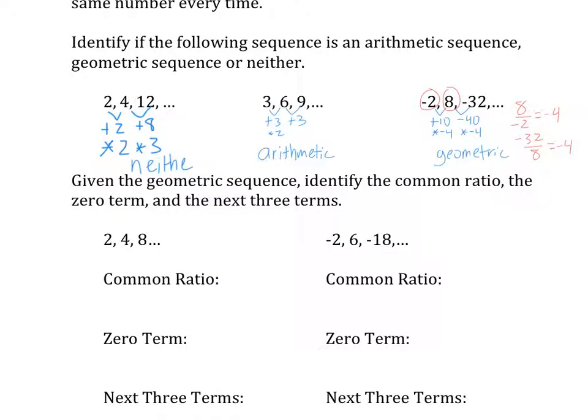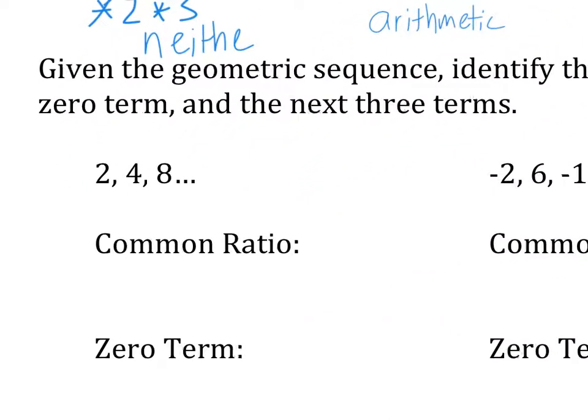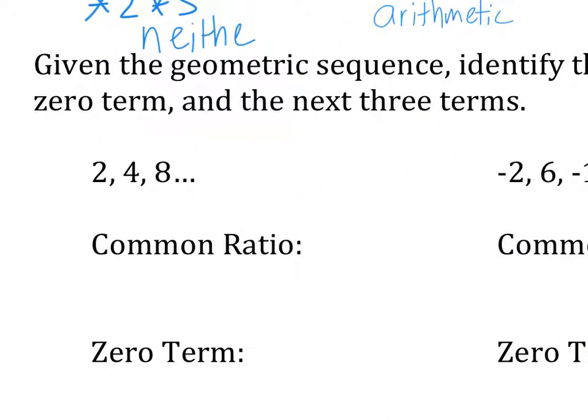Now that we're given that this is a geometric sequence, we want to identify the common ratio, the zero term, and the next three terms. Remember, the common ratio is the number that we multiply each time. So we have 2 to 4, that's multiplying by 2, and then 4 to 8, again multiplying by 2, so our common ratio is going to be 2.